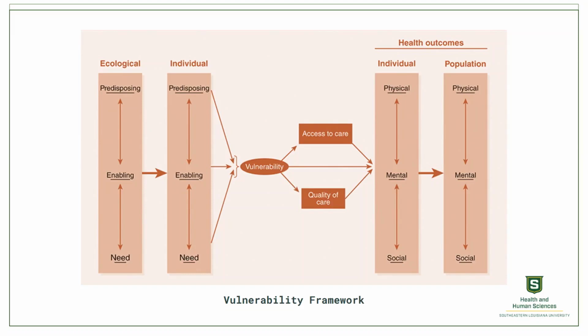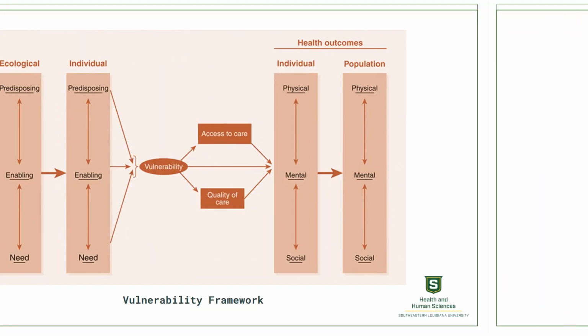In reality, they are both feeding into each other, in the sense that ecological elements impact the individual elements, and individual elements impact the ecological elements. And then in the middle, we have vulnerability being seen as both the ecological and the individual elements. Their interconnectedness is what creates this vulnerability, which then feeds into access to care and quality of care, which then feeds into the health outcome, both on the individual and on a population health level.